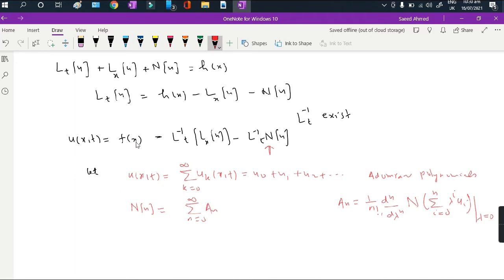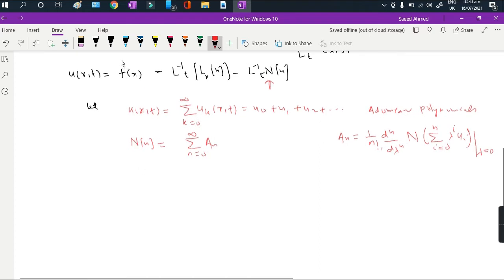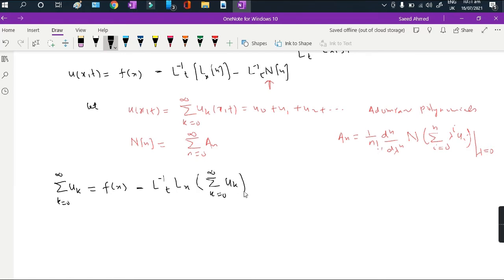Now we update our last equation, which becomes u(x,t), in the form of an infinite series. So this becomes the summation k from 0 to infinity of u_k equal to f(x), which remains as it is, minus L inverse t of L_x of u, which is the summation k from 0 to infinity of u_k(x,t), and then again plus L inverse t of N of u, which is now the summation n from 0 to infinity of A_n.